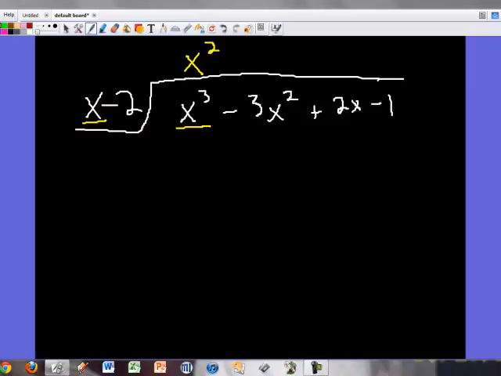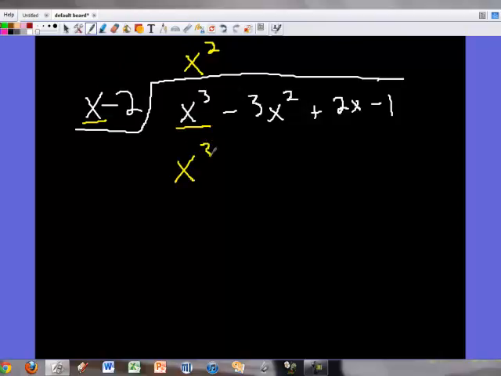So now we're going to multiply. We just divided, so I'm going to multiply. Here's the first chance for you to go wrong. When you multiply, you have to multiply this by every single thing down here. There's no choice in the matter. You have to do that. So x squared times x, x cubed. x squared times negative 2, minus 2x squared.